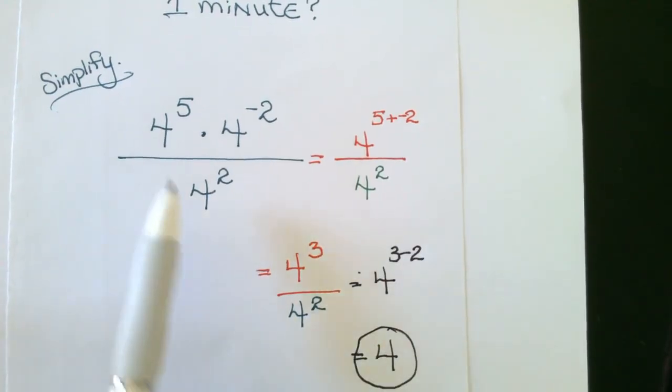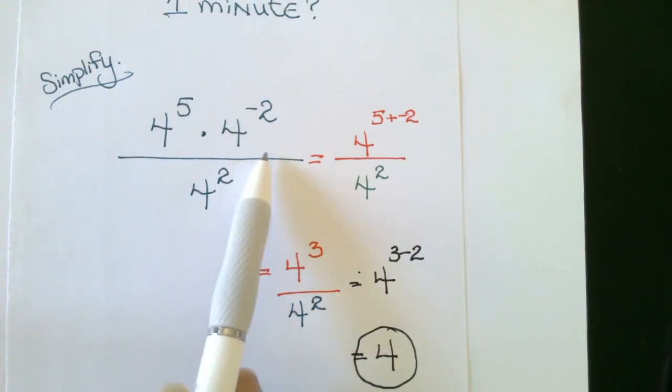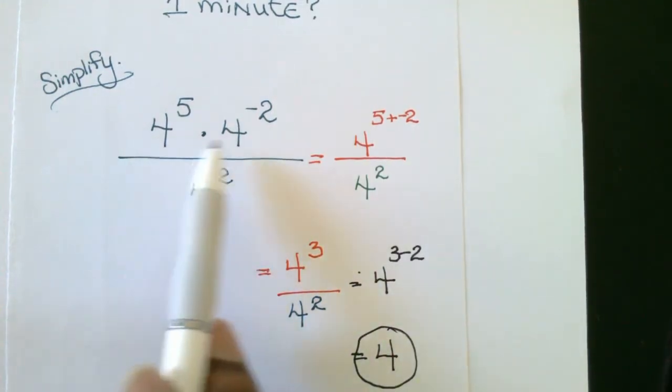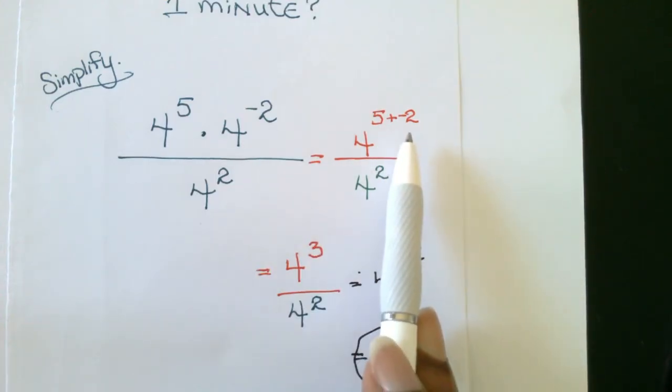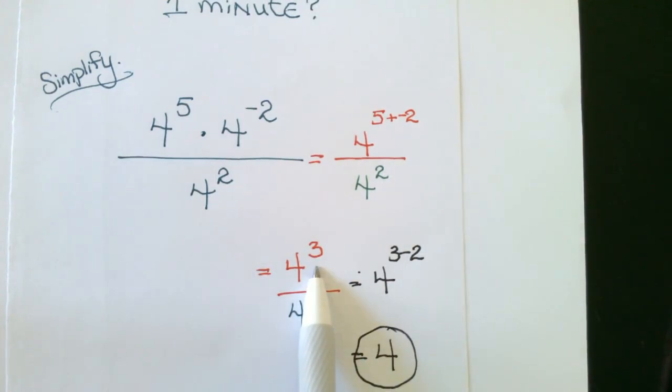Okay? So this is learning the rules or the properties of exponents. When you're multiplying, you add the exponents. So that's why 5 plus negative 2 gives me a 3. When I divide, I subtract the exponents. 3 minus 2, that gives me 1. And anything raised to the first power is itself. Okay, so that's really learning the rules or the properties of exponents. That's what it was really hitting hard on.